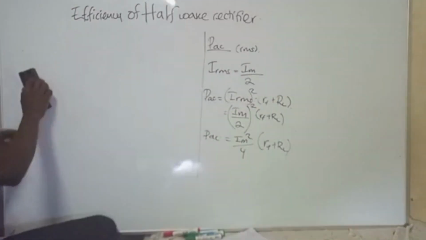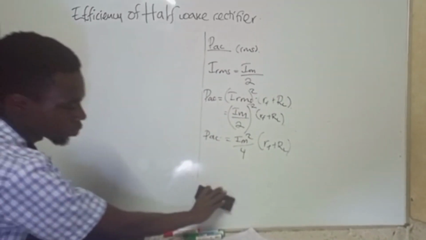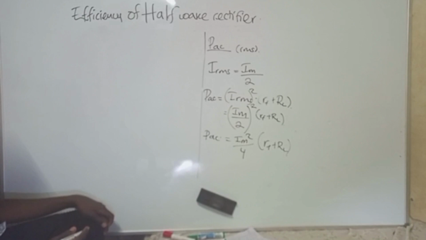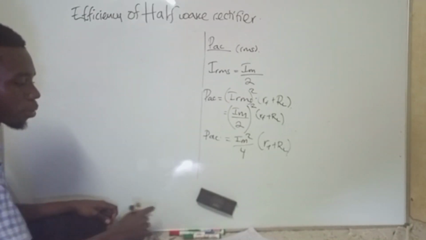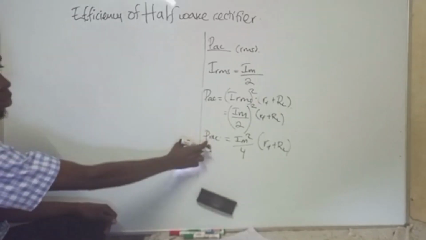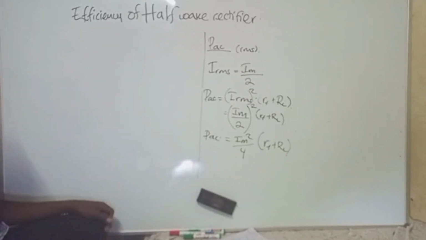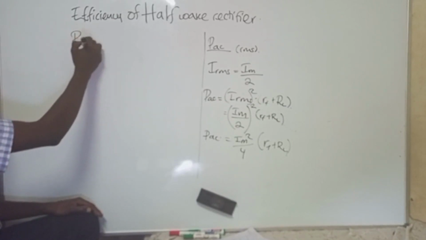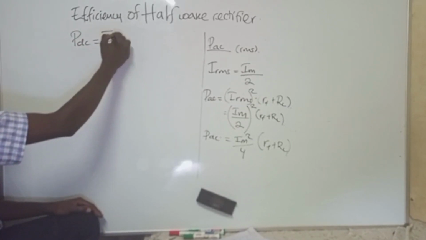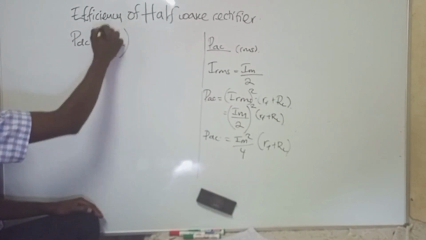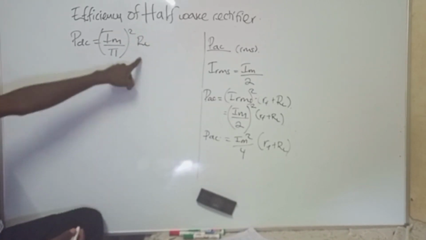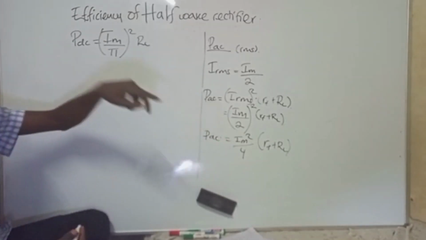So, is this part clear? We were trying to derive the equations for the DC power and the AC power. We said that we had gotten the AC power as this value here. So we want to look at the DC value of the power here. The AC power is this, and we also got P_DC equals (I_M over pi) squared times R_L. Okay, and then for P_AC it included R_F and R_L.